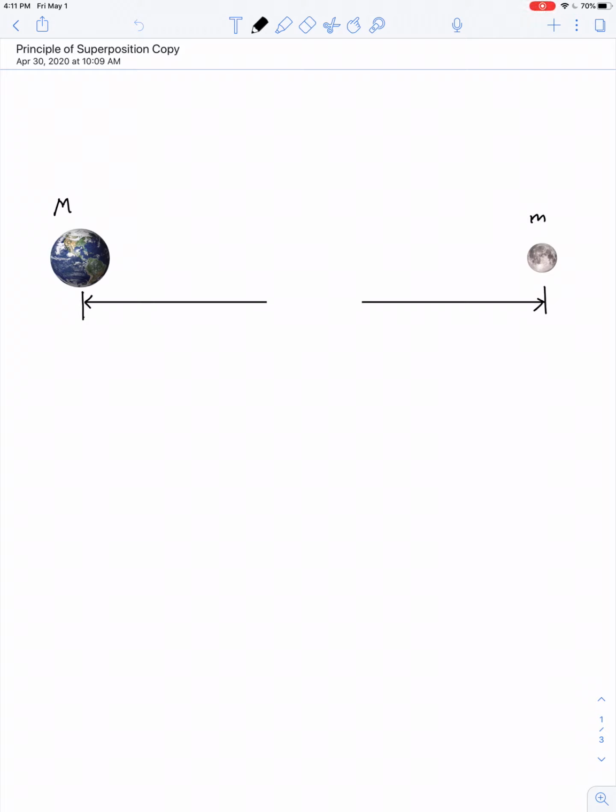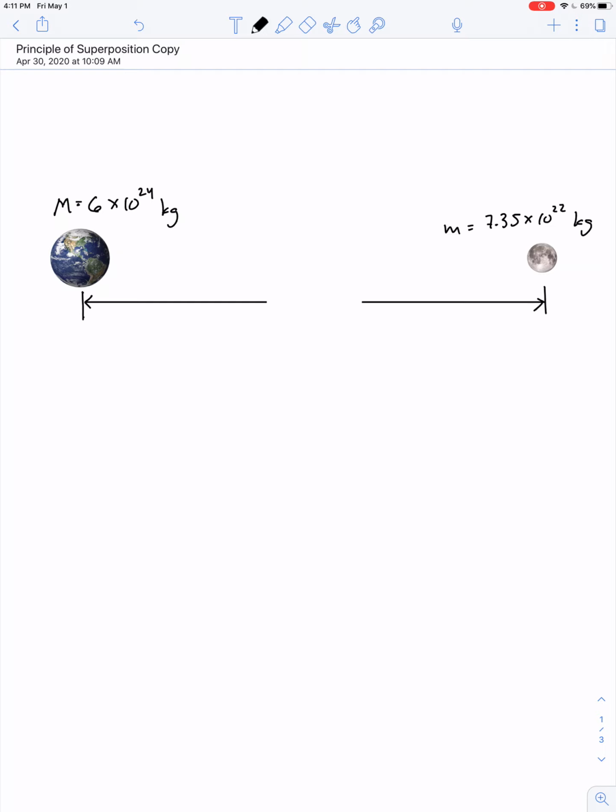Hopefully you recall a few special values, one being the mass of the Earth, equal to approximately 6 times 10 to the 24th kilograms. You might also remember that the mass of the Moon, let's call the mass of the Moon lowercase m and the Earth capital M, is about 7.35 times 10 to the 22nd kilograms.